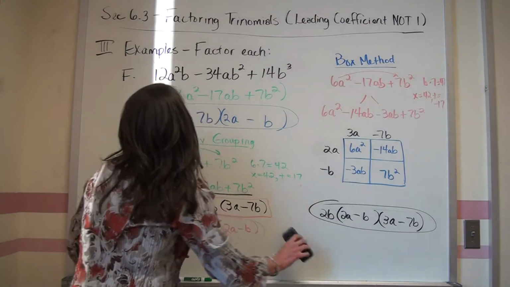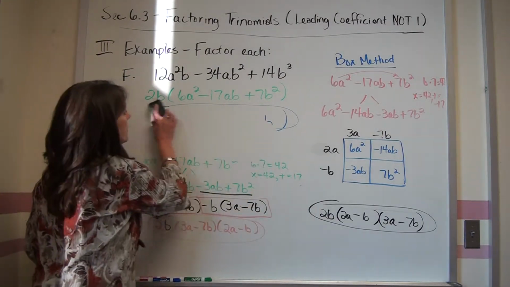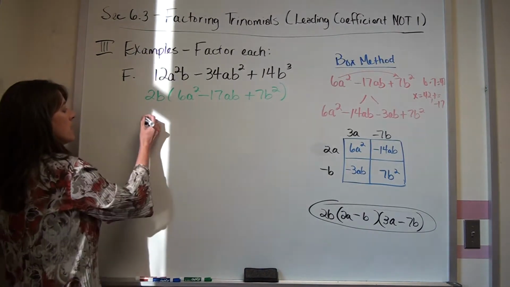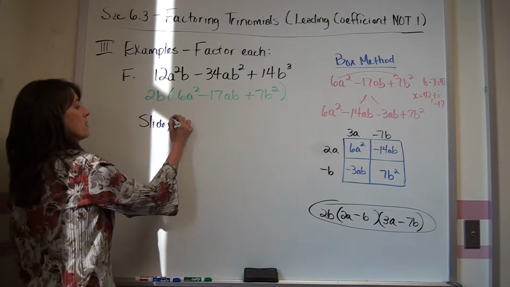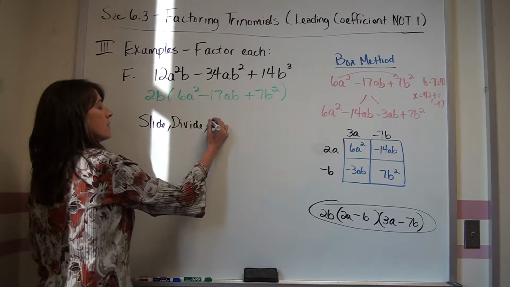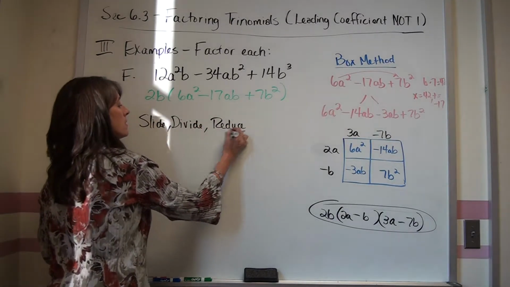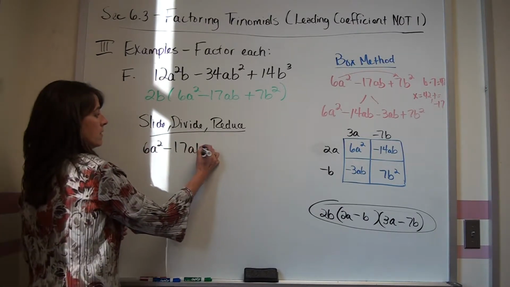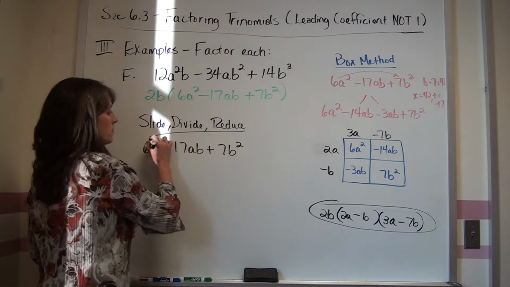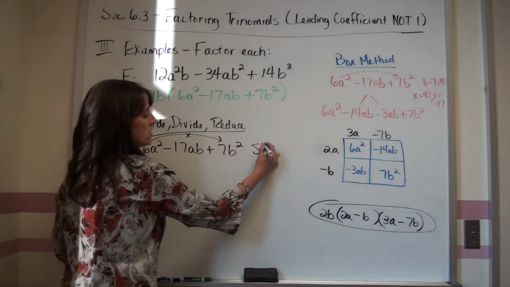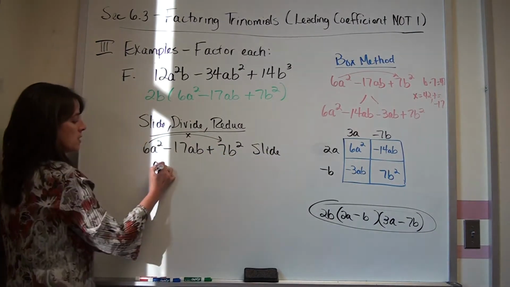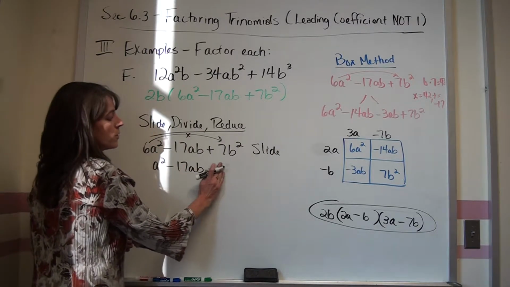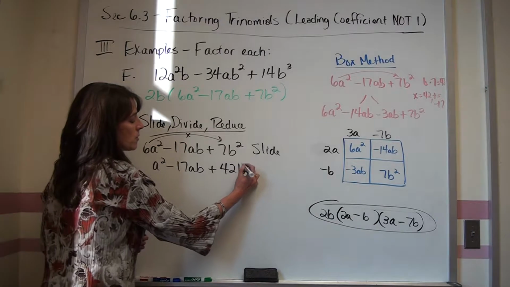And finally, that slide, divide, and reduce. And again, the slide, divide, and reduce is only going to take care of what's back here. Slide it out by multiplication. So that gives me a squared minus 17ab plus a 42b squared.